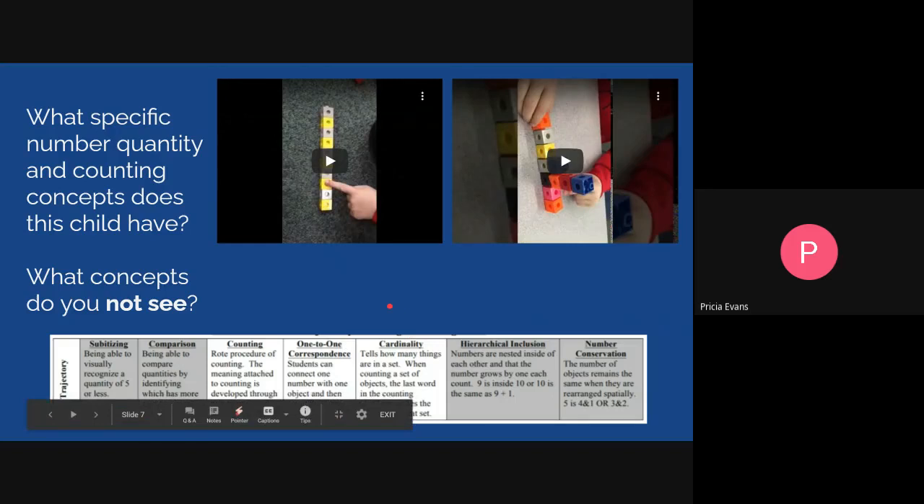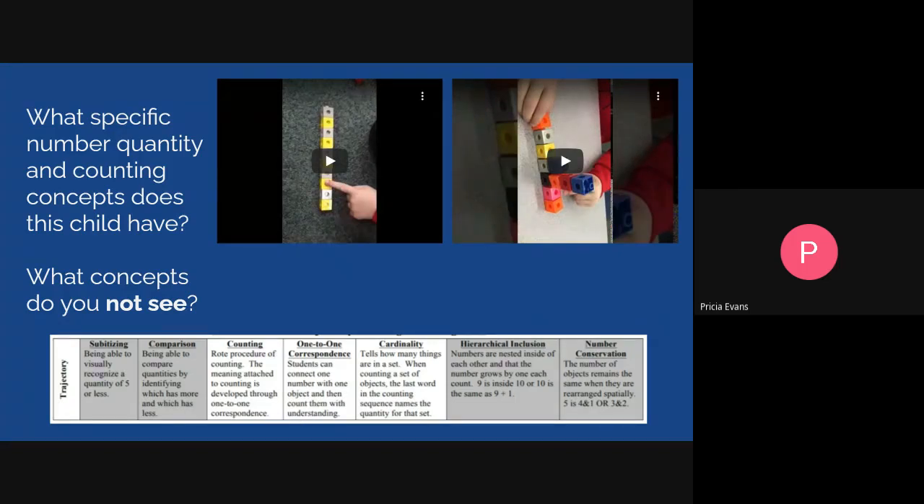Okay, so if you could go into the chat box and write down what you think the number, quantity, and counting concepts this child has, and maybe some that you're not seeing. And Jackie, you can let me know when there's some things in there. Will do. Thanks.